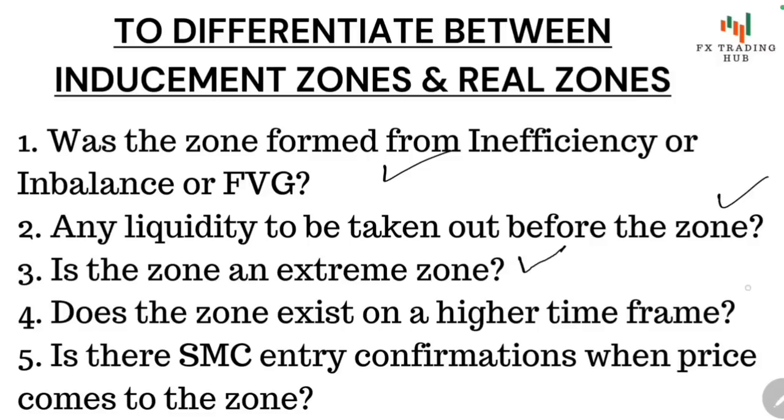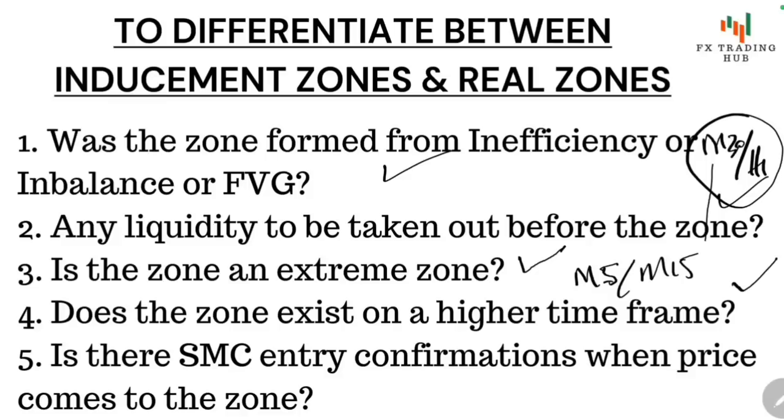Also, does the zone exist on a higher time frame? Sometimes you will see a zone on a 5 minute or 15 minute time frame, and when you step up to a 30 minute or 1 hour time frame, that zone is not in existence. So if you step up to a higher time frame and you still cannot see the zone that you saw on a 5 minute or 15 minute time frame, most likely that zone would have a very low probability. So a rule of thumb would be, when you see a zone on a 5 minute or 15 minute time frame, try to step up to a higher time frame like 30 minutes and 1 hour to confirm if there is a bigger zone that gave birth to this smaller zone on your lower time frame.